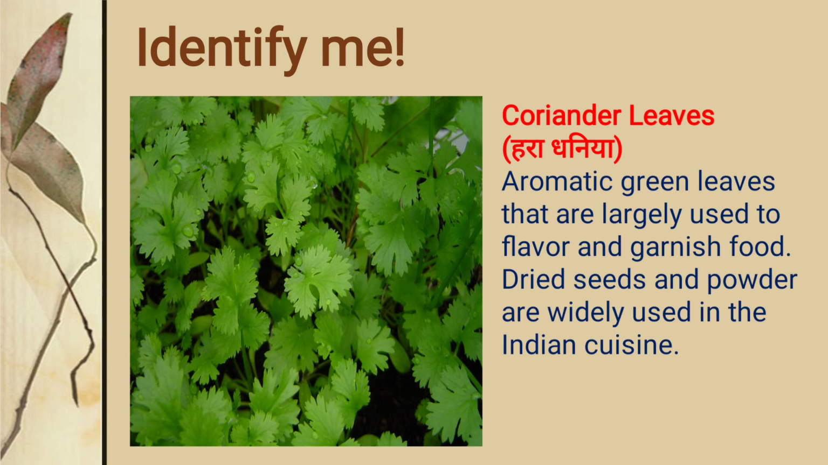Aromatic green leaves that are largely used to flavor and garnish food. It is very aromatic. It has a beautiful fragrance, and it's largely used to flavor and garnish food. Whenever we want to garnish our food, we just cut it and garnish it. We also use coriander dried seeds, and we make powder of it, and it's widely used in the kitchen. It's widely used in Indian cuisine.